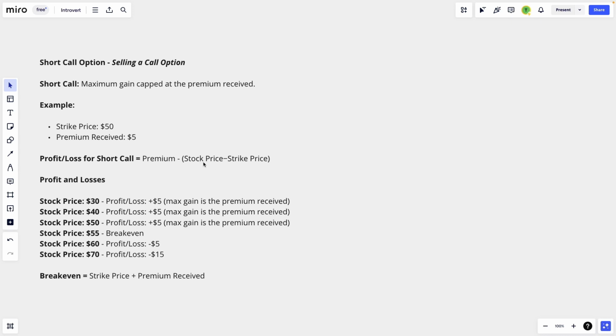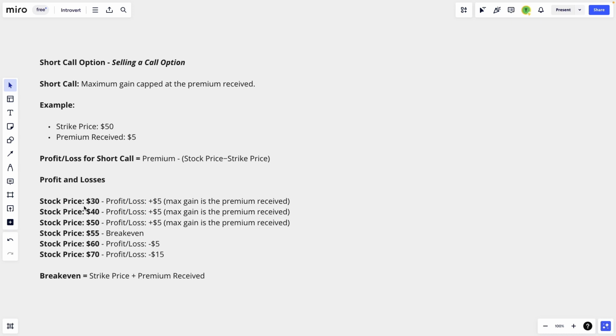So we want the stock price and the strike price to either be the same, or we want the stock price to go down. If you are selling call options, you want the stock price to remain the same or go down. So it's sort of a bearish strategy. And then what you're going to do is just keep the premium. If we look at various stock prices, we can analyze what the profit and losses might be.